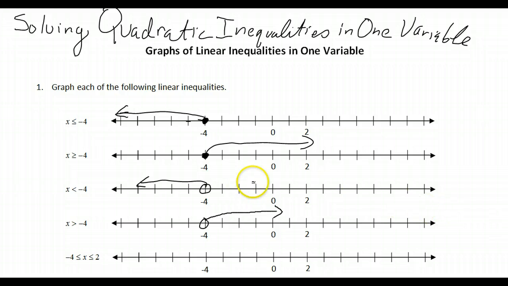And just if you want to check any number, just take a value. So negative 5 should make this true. There's negative 5. It is less than negative 4. Negative 5 makes this false. It's not part of the solution set, but 0 is larger, so 0 is part of the solution set.